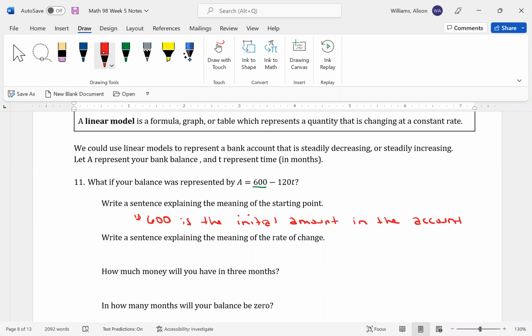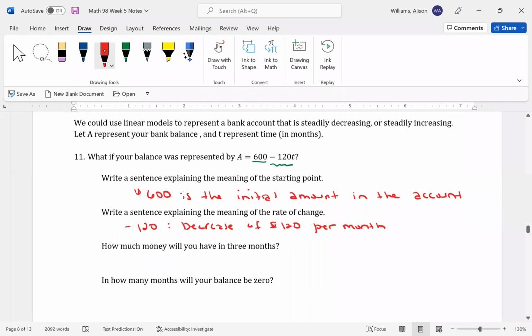Now, the rate of change is the second number. And in this case, I notice we're minusing 120. So like before, when we were decreasing in our population, this would represent a decrease in the bank account. So it's going to decrease. Negative 120 is a decrease of $120 per month.